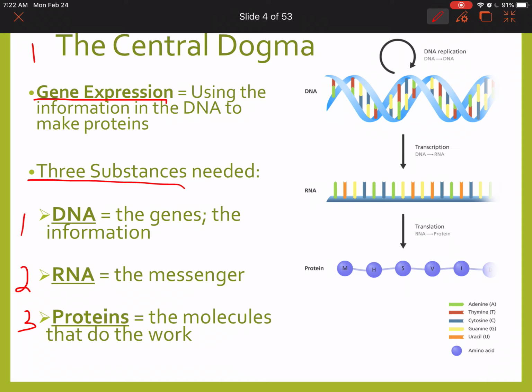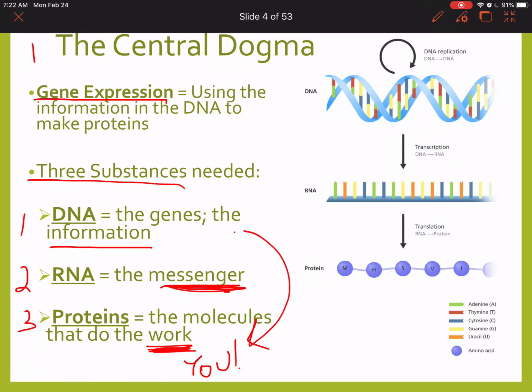By the way, we're finally on number 1 in the guided notes. The DNA is the information. The RNA conveys that information from the nucleus out into the cell. And inside the cell, the proteins are the workers that are going to use the information to make you. It's a very, very nice system. All of this is accomplished in 3 steps.